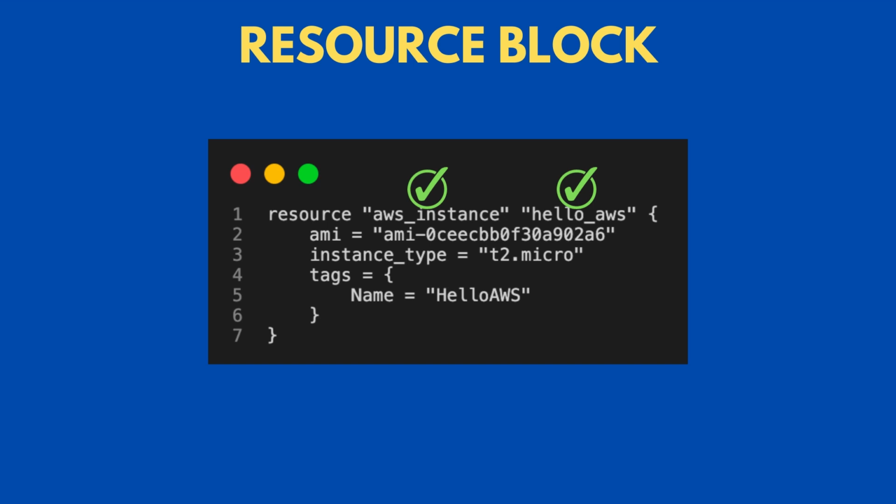In this case, it's the Amazon Linux image. The instance type, which is the size of the instance. I recommend using the T2 micro instance that is available in the free tier. Tags, which are special key value properties you may want to associate with the instance.